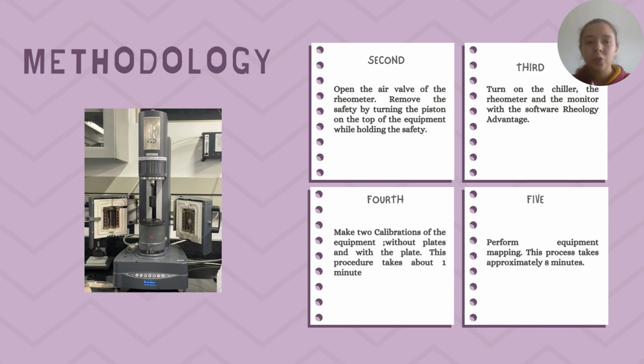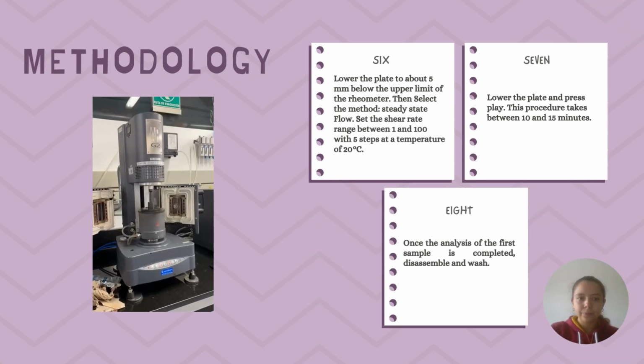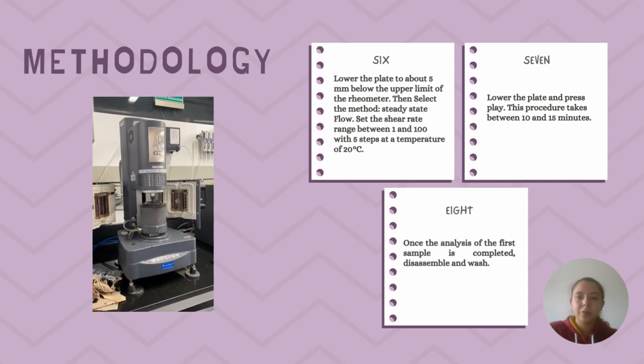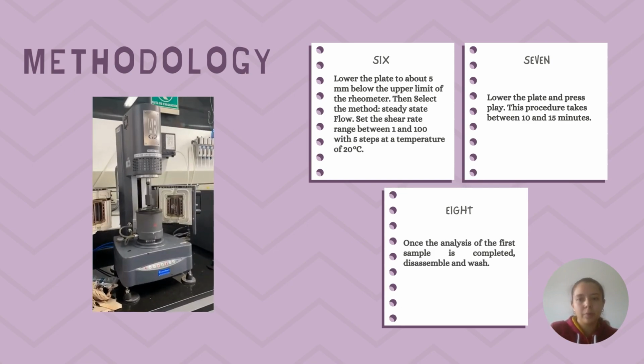After that, we made two calibrations of the equipment, one without the plate and the other with the plate. This procedure took us about 1 minute. After that, we performed the equipment mapping, and this process took us approximately 8 minutes. The next step was to lower the plate to about 5 millimeters below the upper limit of the rheometer.